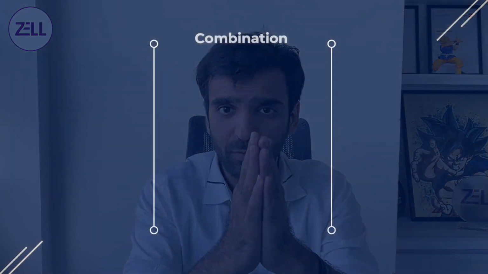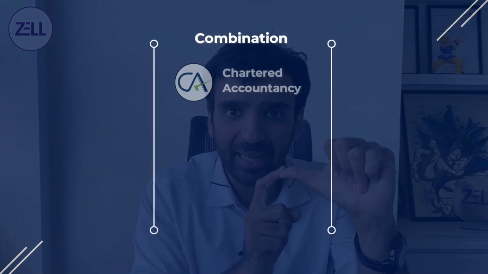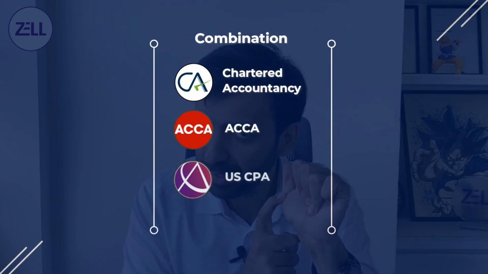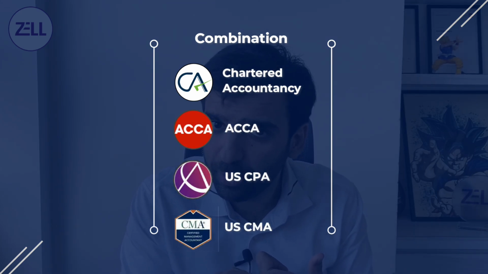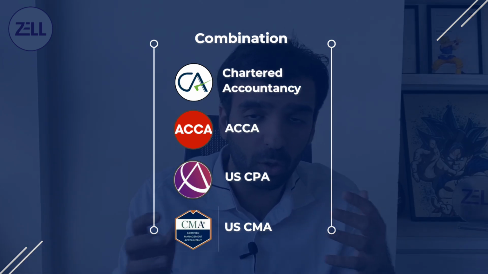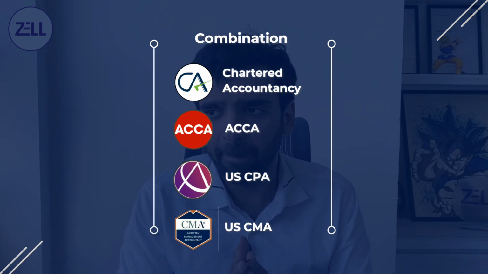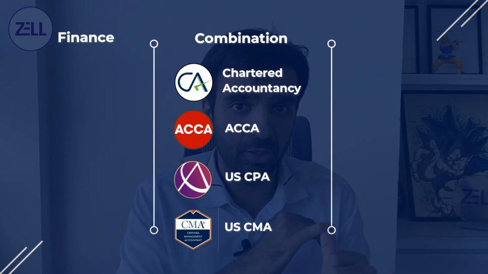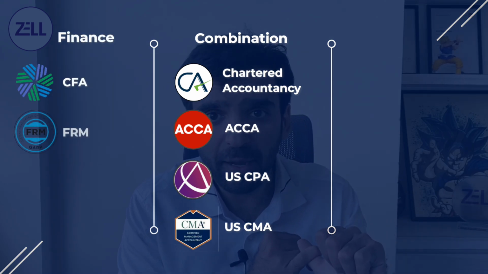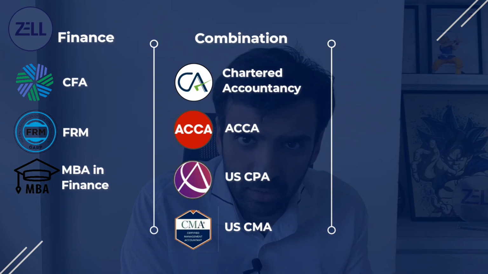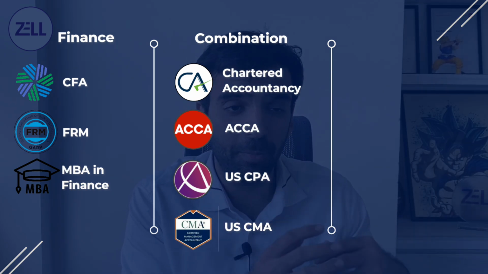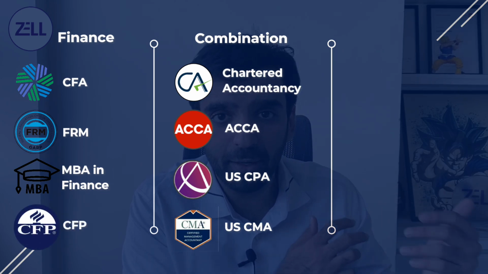So if you want a combination, first of all, I would suggest courses like CA, courses like, of course, ACCA or US CPA. Even US CMA, for that matter, has a huge amount of a combination of finance and accounts. If you want to look only at finance, then courses such as CFA, FRM, even MBA in finance for that matter, are more specialized in finance. In finance, you can also take financial planning, so even CFP would fall under finance.